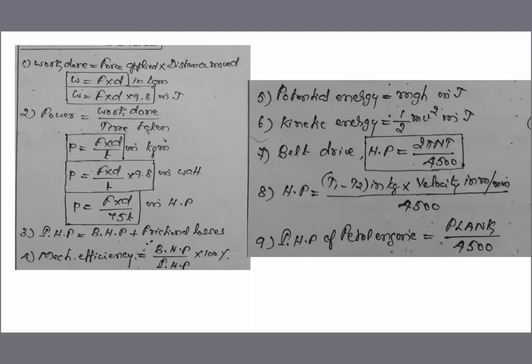You will get the power. Then the IHP formula, indicated horsepower, is brake horsepower plus frictional horsepower, if you want to calculate power on an engine.